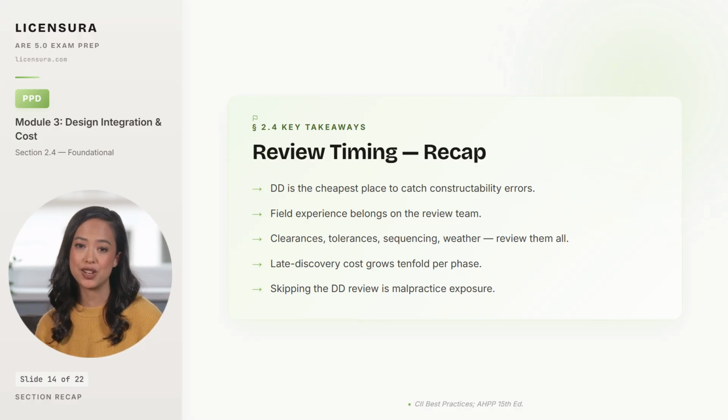The review must cover clearances, tolerances, sequencing, and weather, not just the obvious geometric clashes, because the expensive errors live in the seams between disciplines and seasons. Late discovery cost grows roughly 10-fold per phase. A DD fix that costs $10,000 becomes a CD fix at $100,000, and a construction fix at $1 million. And skipping the DD review is malpractice exposure, because the architect who issued documents without a constructability check is the architect named in the resulting claim when the building cannot be built as drawn.